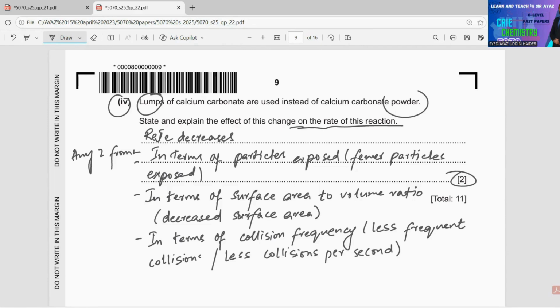So you can write any two of these statements in order to gain full 2 marks.